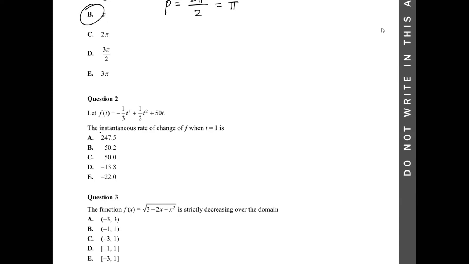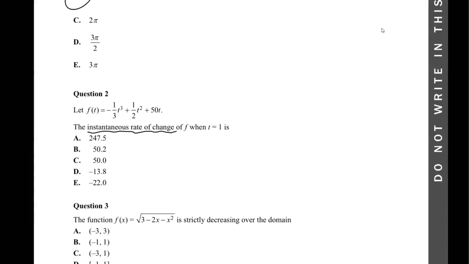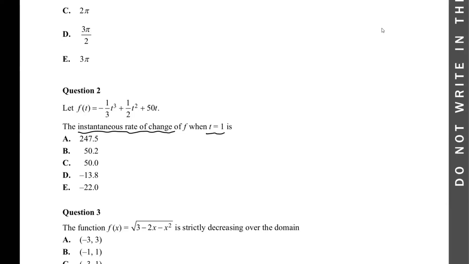Second one, instantaneous rate of change. So it's the derivative value when t equals 1. You can use your CAS calculator to get f dash of 1, which gives you 50. This is also very simple.